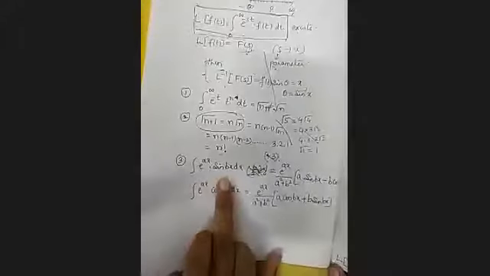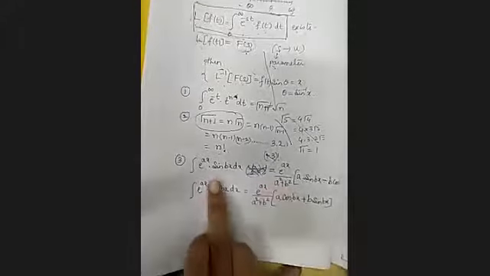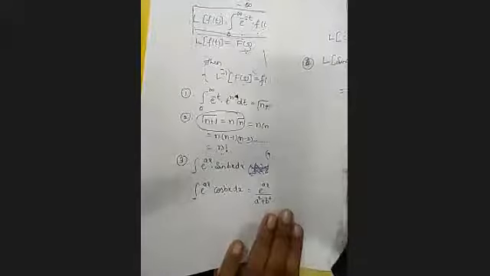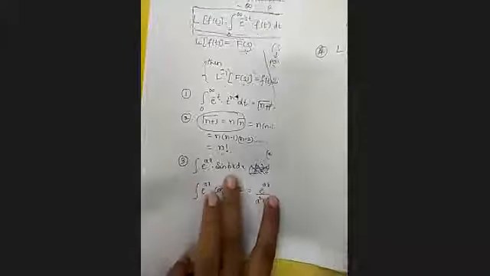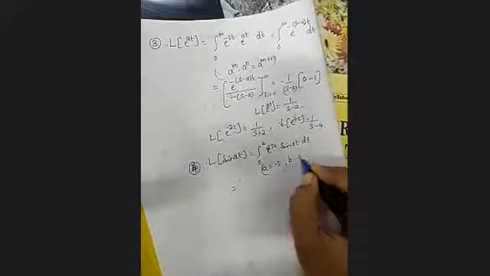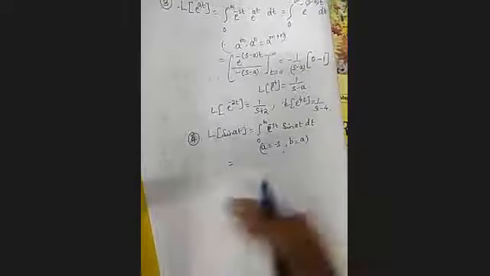How do we have to integrate it? Not by parts. In today's class I only told you the formula for e raised to ax sin bx dx. So we are going to compare with this. What is the value of a if you compare for this problem? a is minus s, and b is a. I'll just write a is minus s and b is a. I'm just going to compare with that.